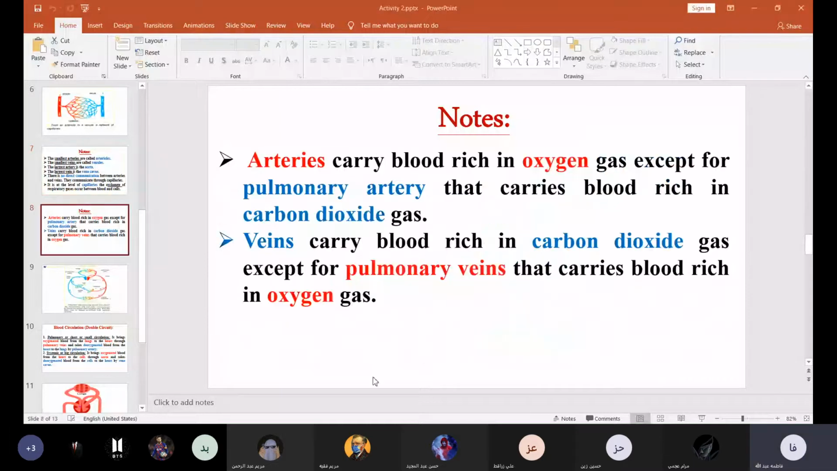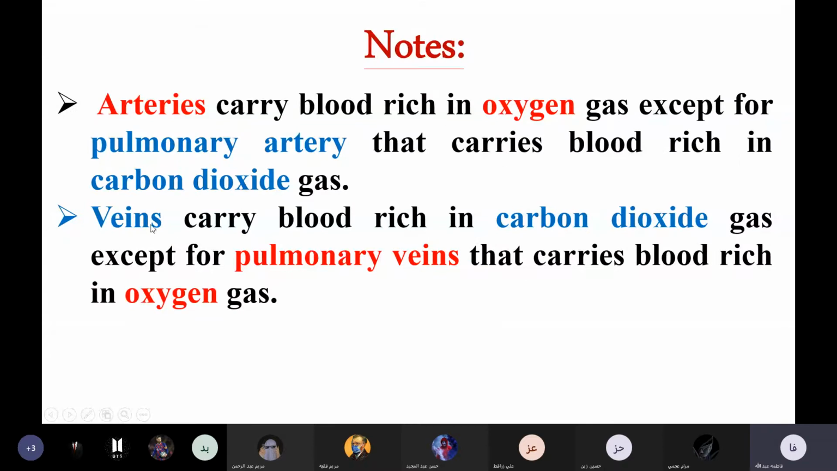We go to the notes. We said that arteries carry blood which is rich in oxygen, except the pulmonary artery, which carries blood which is poor in oxygen and rich in carbon dioxide. Veins carry blood which is rich in carbon dioxide, except for pulmonary veins that carry blood which is rich in oxygen. So the arteries and the veins with oxygen I colored in red.